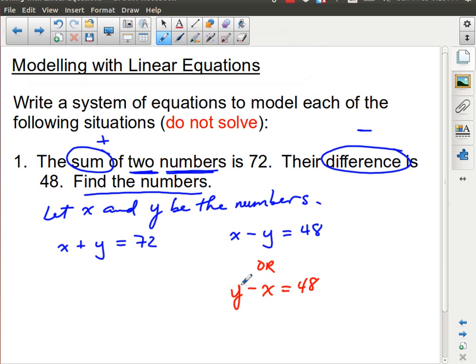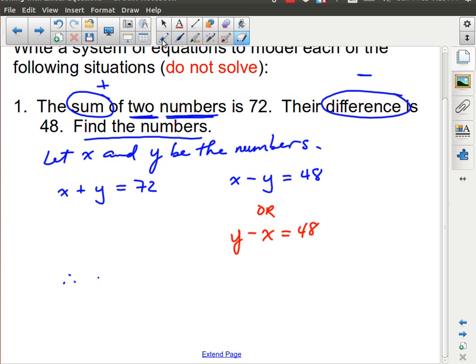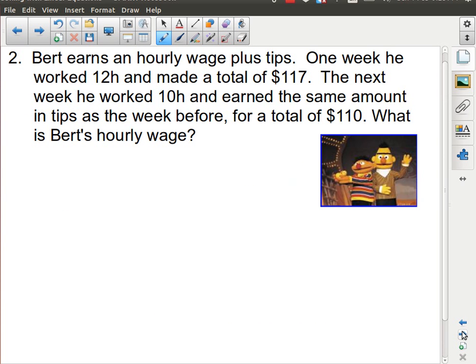And then once you get through all of that and solve, don't forget to go back. It says to find the numbers, so you would finish off with a therefore concluding statement, therefore the numbers are, and you would fill that in based on the results of your solving the system.